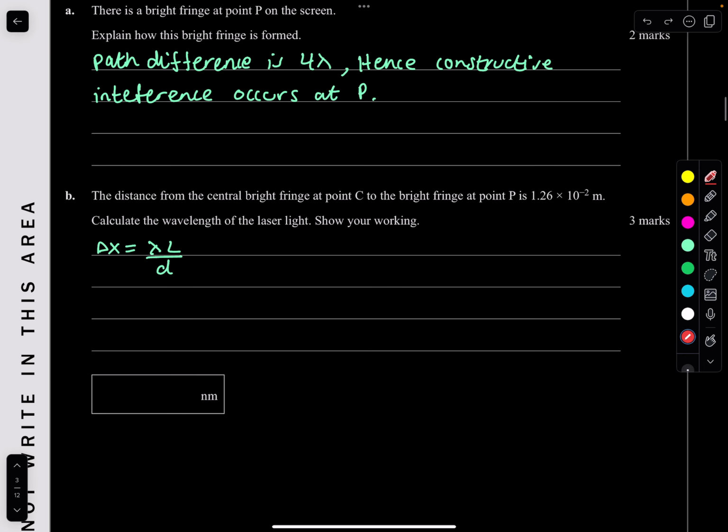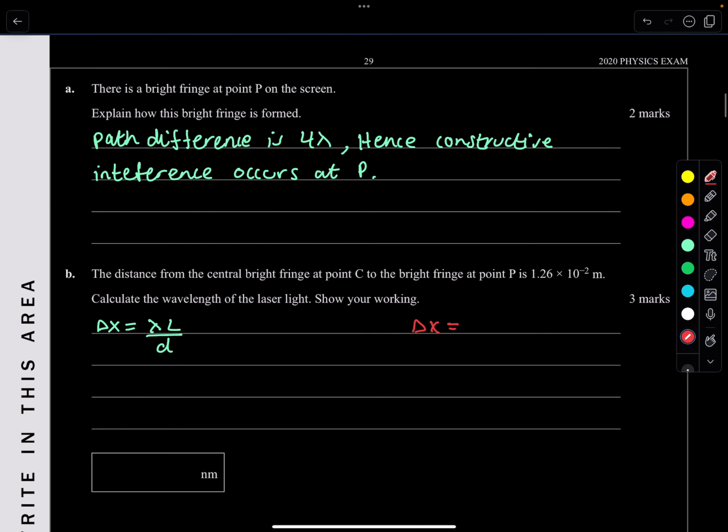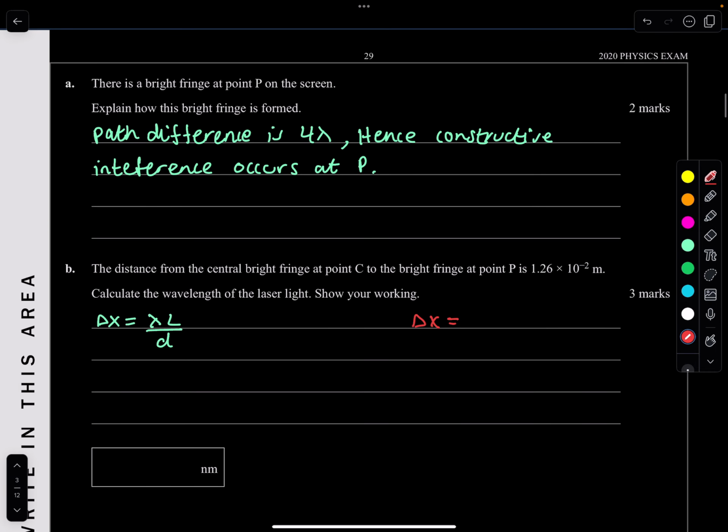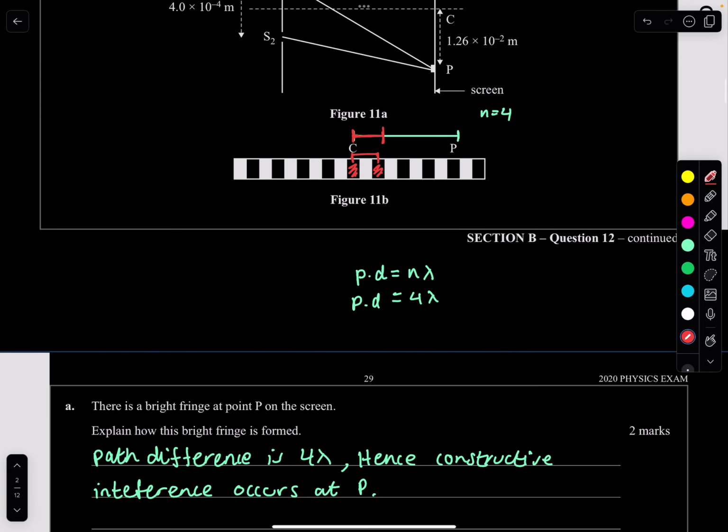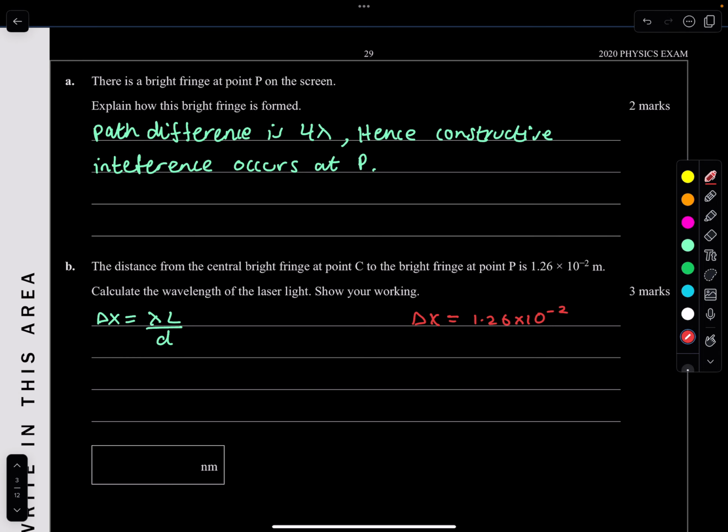So basically your change in X is 1.26 times 10 to the power of -2 divided by 4. And that's going to give me what? So 1.26 times 10 to the -2 divided by 4. That gives me 0.00315 is equal to lambda.